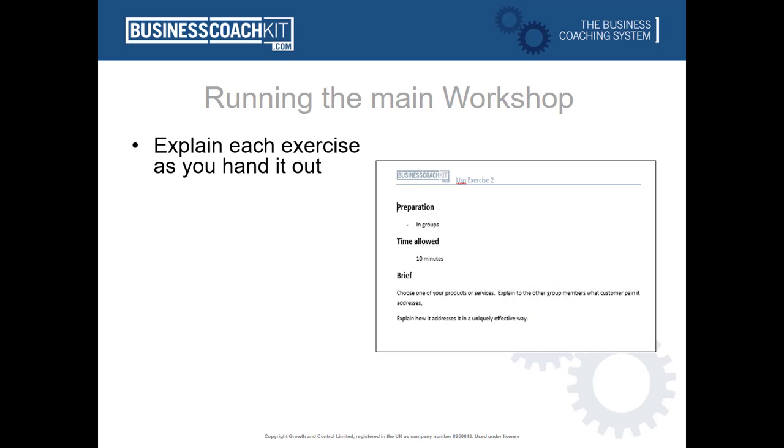So for each exercise, explain it as you hand it out. The exercise will tell you whether it is to be done individually or in a group. It tells you how much time is nominally allowed, and you need to adjust that to make sure you finish on time. But it gives you an idea whether it's a tricky exercise that is going to take a while or quite a simple one that will just take a few minutes. And usually there's a brief and perhaps a table or something that explains what the exercise is.